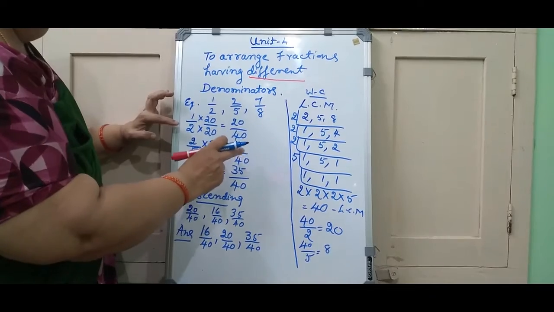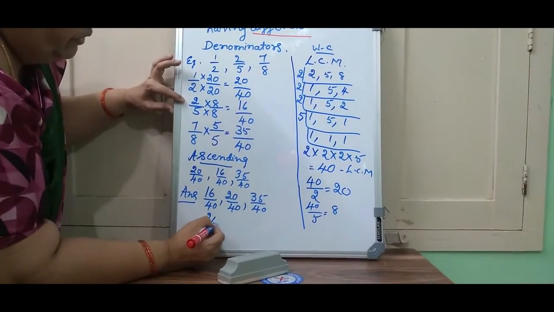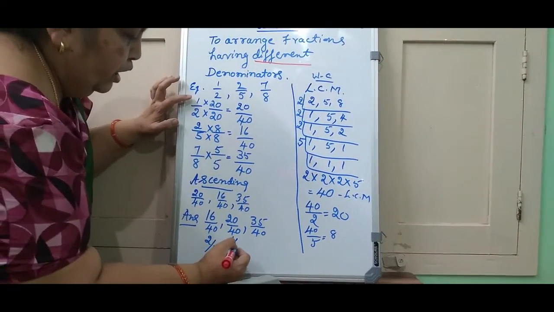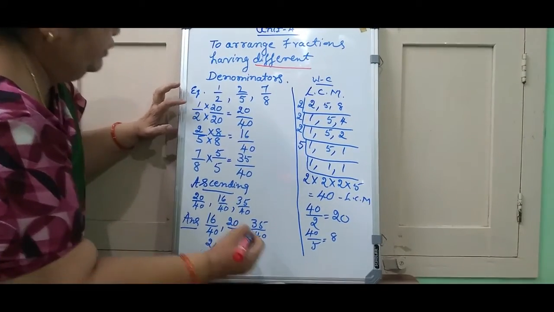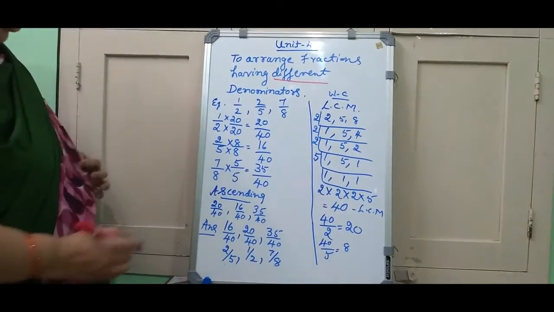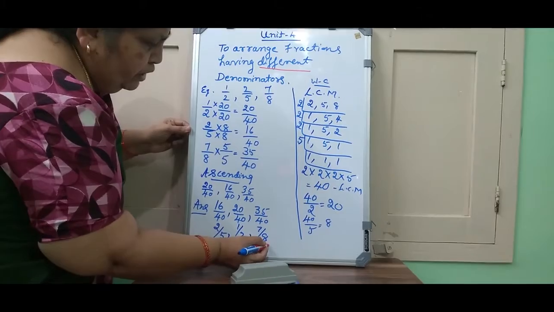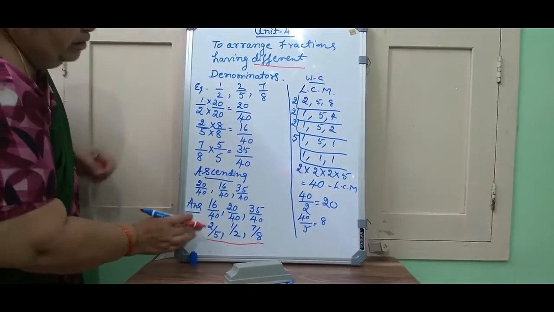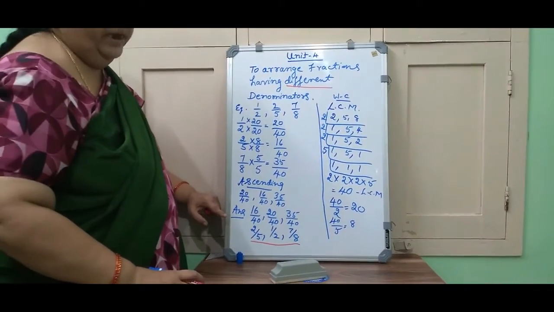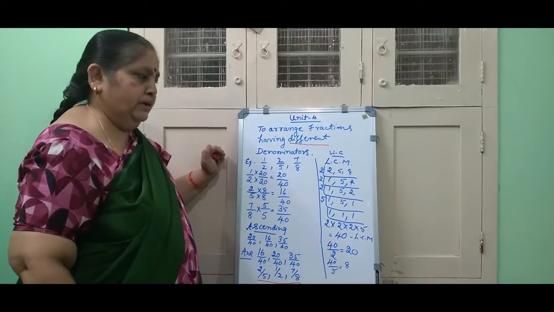For 16 by 40, what is the original fraction? 2 by 5. We are writing here 2 by 5. And for 20 by 40, half. And for 35 by 40, it is 7 by 8. So this is the final answer actually: 2 by 5, half and 7 by 8. I have arranged the fractions in the ascending order.